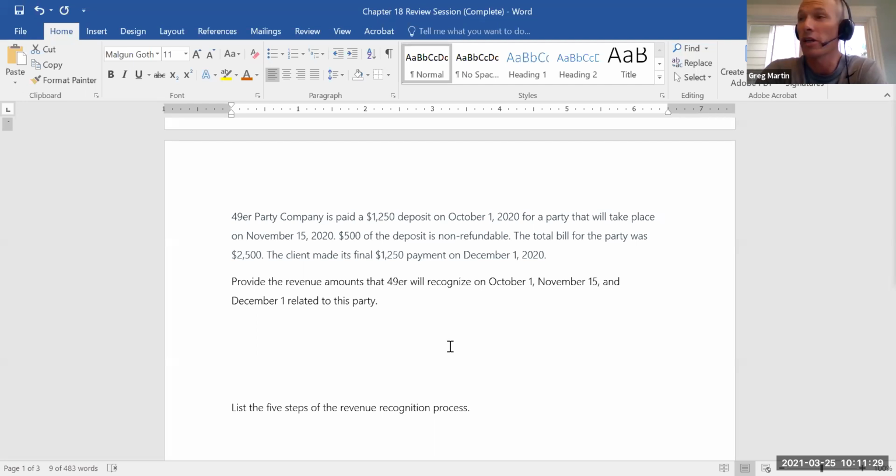So someone says a party. Yeah, the party. That's the performance obligation, the party. Okay. So if we're supposed to recognize revenue, what's the value of the party? According to this contract, what's the value of the party?